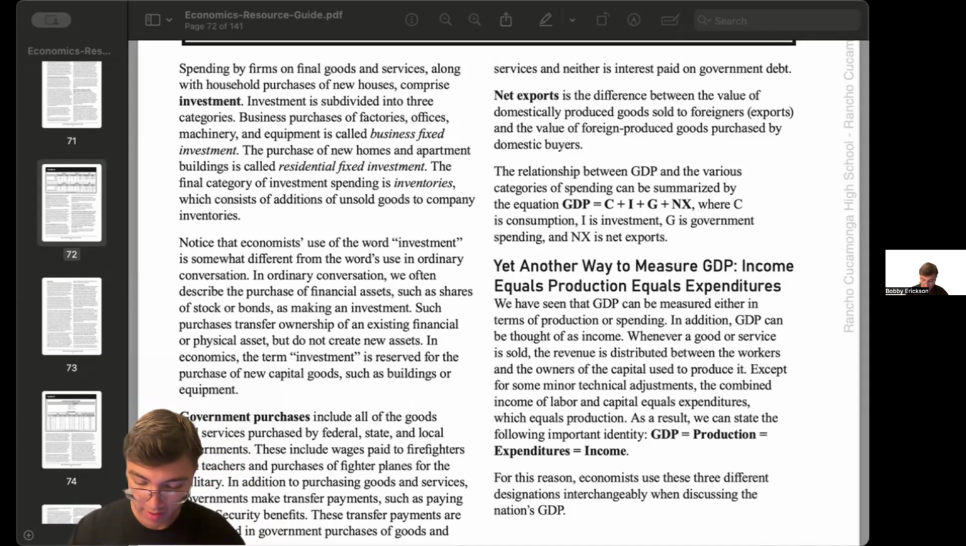And so GDP can be summed up as C, consumption, plus I, investment, plus G, government purchases, and NX, which is net exports. So overall, we have this new method of calculating GDP.